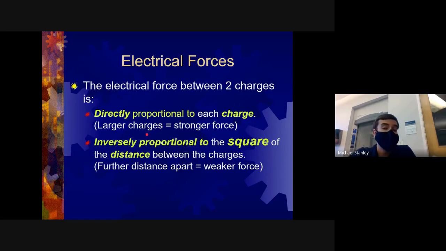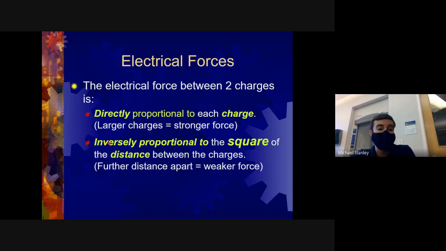So in more scientific or mathematical terms, we'd say that the electric force is directly proportional to charge. Directly proportional just means that if charge goes up, the force goes up as well. So the larger charges that you have on your objects, the stronger force that you're going to get.